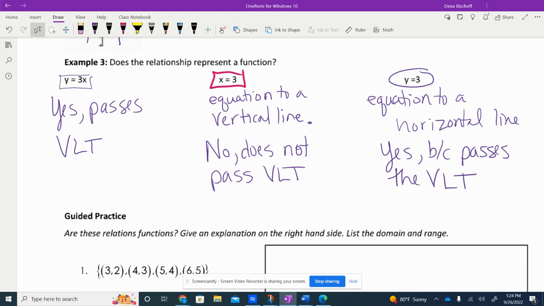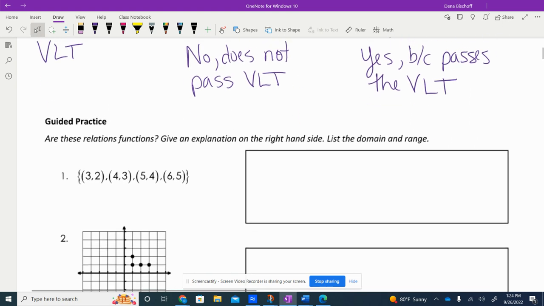Okay, so we're going to do 4 or 5 examples together, and then I'm going to give you guys 4 minutes to do 6 on your own. So let's look at this one.